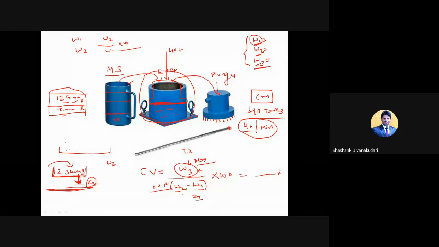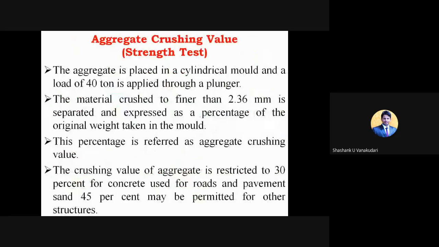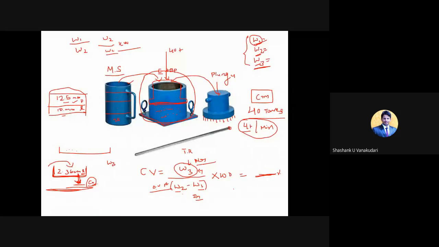But the meaning will remain the same, right? W2 is nothing but the aggregates which are passing through this 2.36 mm IS sieve. W1 in the sense is the original weight of the aggregate which is present in this cylinder. So that's the reason how we are going to write the formulas. Once you get this crushing value, you need to compare that one. It depends upon the various formations. You can consider this: the crushing value should not be more than 30%. If it is more than 30%, then we need to reject that aggregate sample. Clear? Because they are not fit for construction.